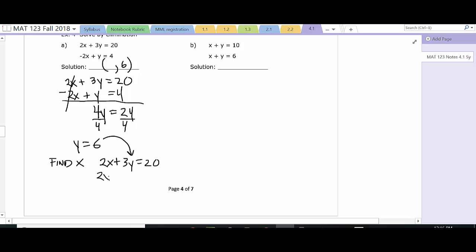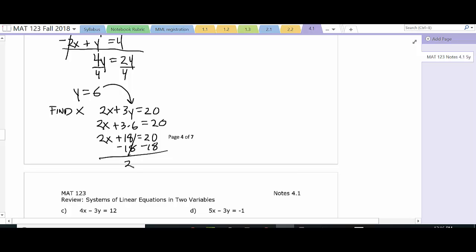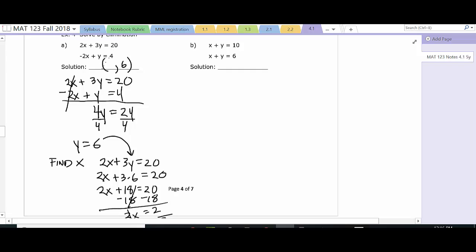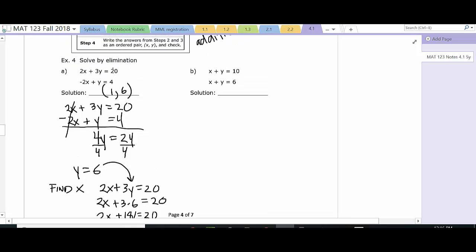So we'll have 2x plus 3 times 6 equals 20. And then that will be 2x plus 18 equals 20. Now you're going to subtract 18 from both sides. And I think that gives you 2x equals 2. So what's x? 1. Okay, so x is 1. So once you get one answer, you get the other answer by picking an equation. So your answer to that would be x is 1, y is 6.